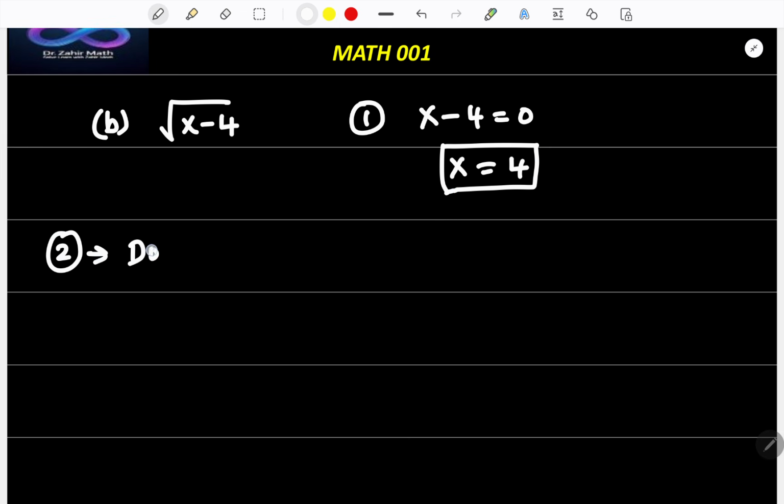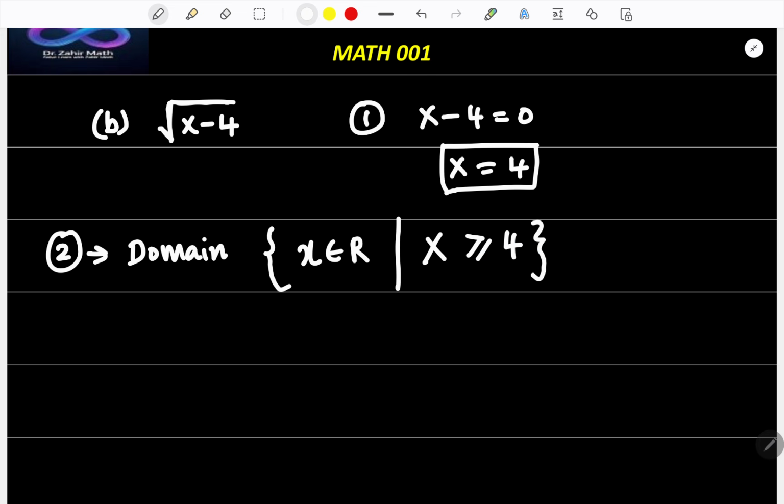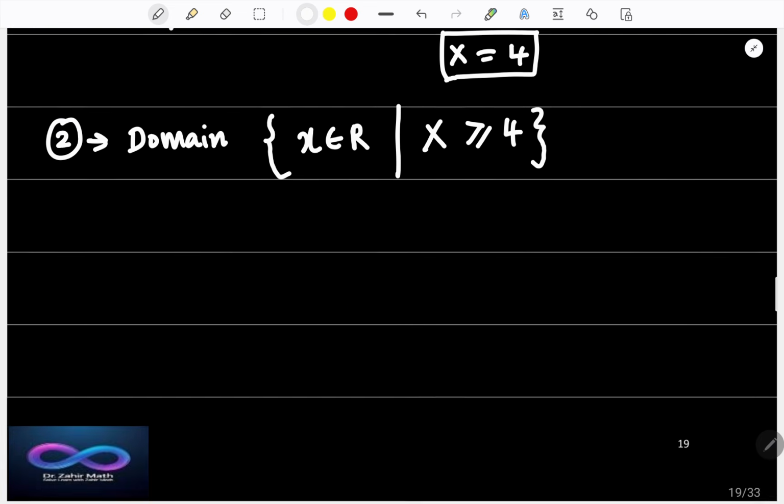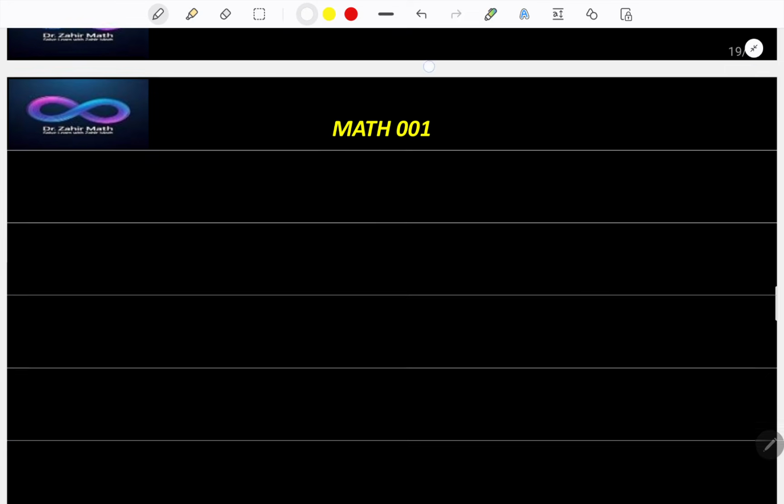We are going to write the domain. How are we going to write the domain? Flower bracket or curly braces. Set of all x belongs to R such that x, here is a root, right? If it is a root, more than or equal to 4. Keep in your mind. Okay, right. Let's go to the next question, which is the C question.